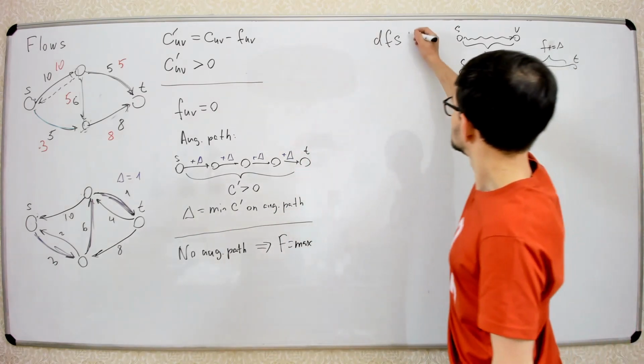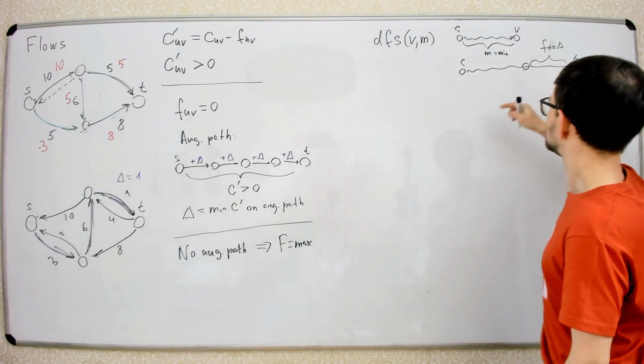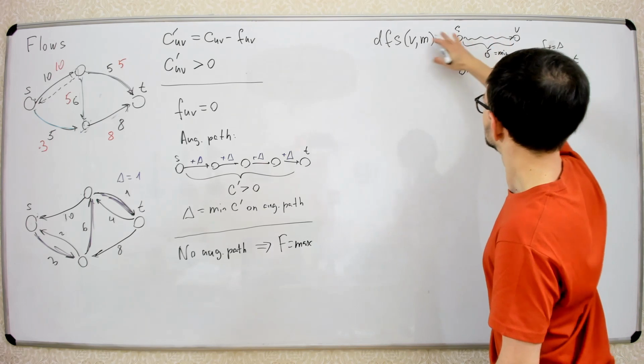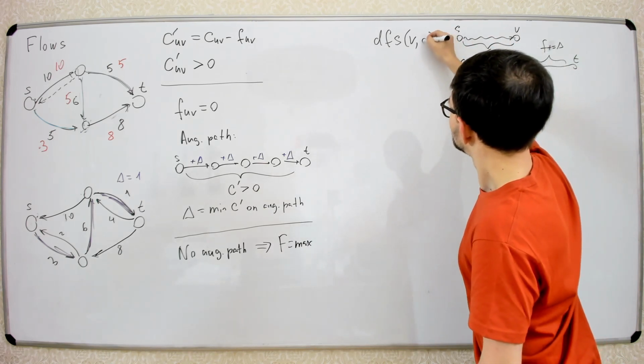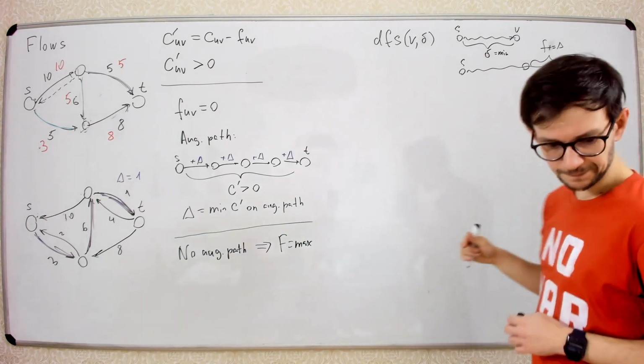Let's see. So I have 2 values. I have F and minimum. Oh, no, I don't like this M. Let's call it small delta. So this small delta is the minimum on this suffix or prefix.